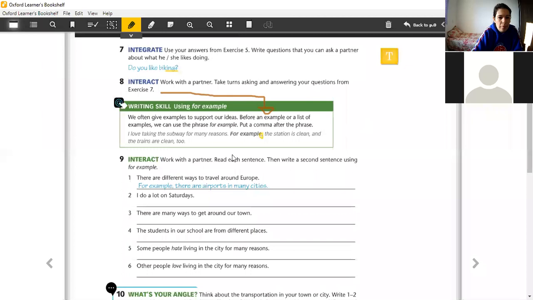Here I love taking the subway for many reasons. For example, the station is clean and the trains are clean too. Então, eu amo andar de metrô por muitas razões, né? Por diferentes razões. Por exemplo, a estação é limpa e os trens são limpos também.